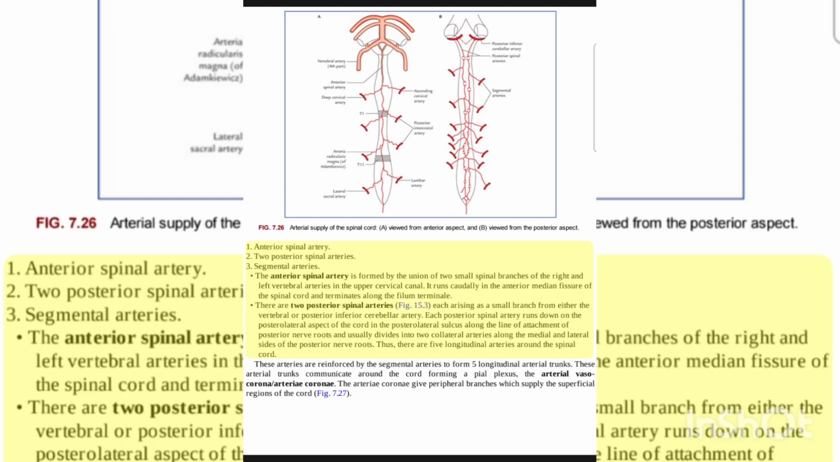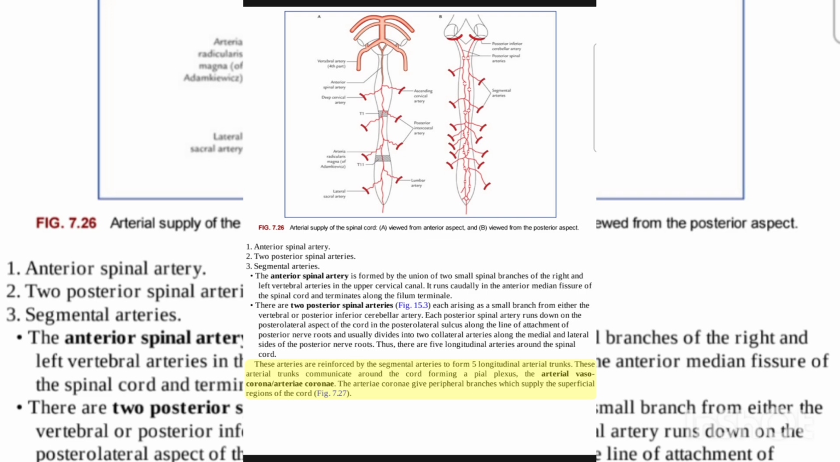There are 2 posterior spinal arteries, Fig. 15.3, each arising as a small branch from either the vertebral or posterior inferior cerebellar artery. Each posterior spinal artery runs down on the posterolateral aspect of the cord in the posterolateral sulcus along the line of attachment of posterior nerve roots and usually divides into 2 collateral arteries along the medial and lateral sides of the posterior nerve roots. Thus, there are 5 longitudinal arteries around the spinal cord. These arteries are reinforced by the segmental arteries to form 5 longitudinal arterial trunks.